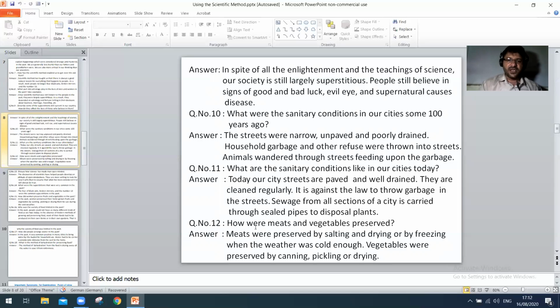Question number 12. How were the meats and vegetables preserved? Answer. Meats were preserved by salting and drying or by freezing when the weather was cold enough. Vegetables were preserved by canning, pickling, or drying.